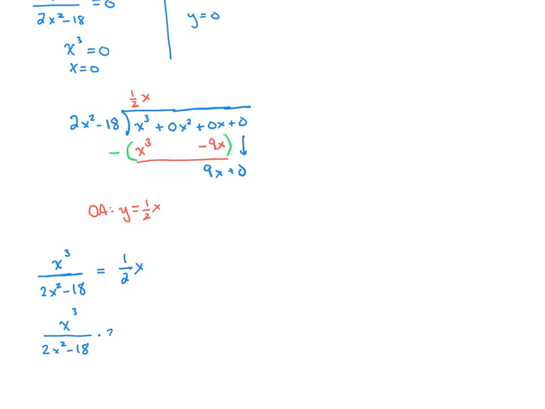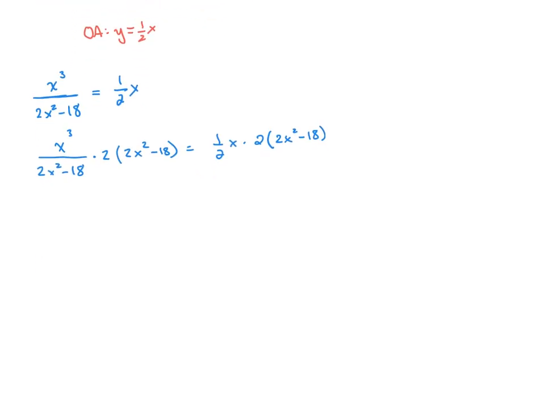times 2 times 2x squared minus 18 equals 1/2 x times 2 times 2x squared minus 18. So now 2x squared minus 18 and 2x squared minus 18 cancel, and we're left with 2x cubed. 1/2 and 2 cancel, and we are left with 2x cubed minus 18x.